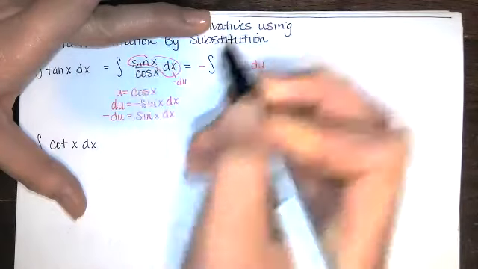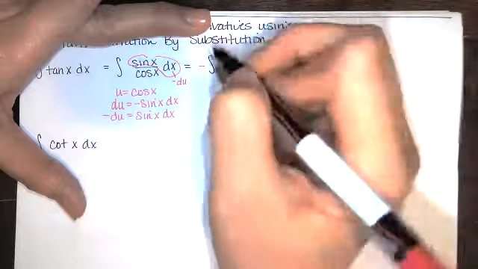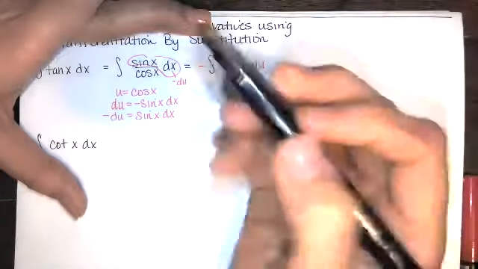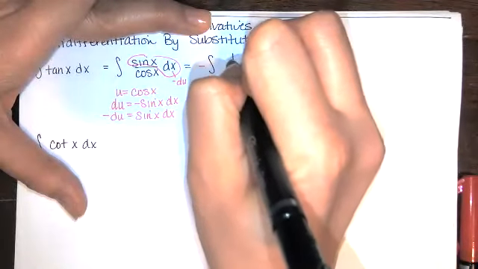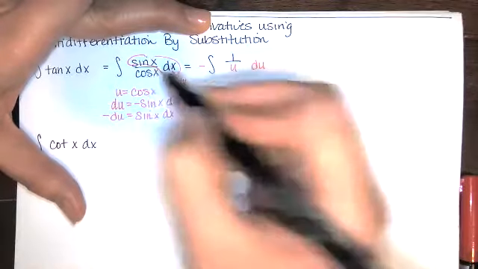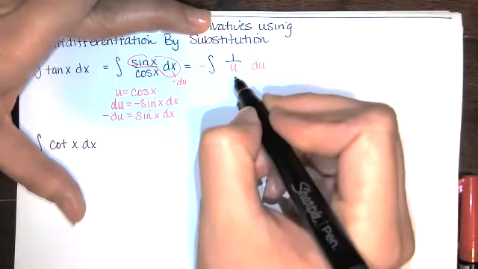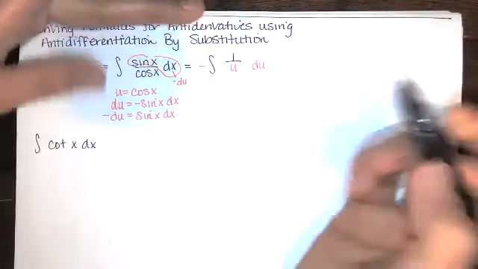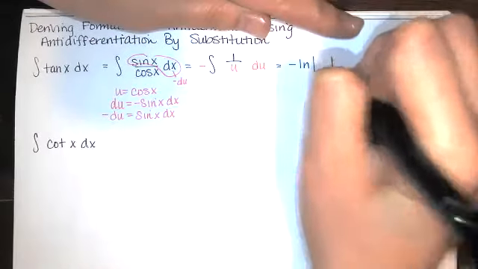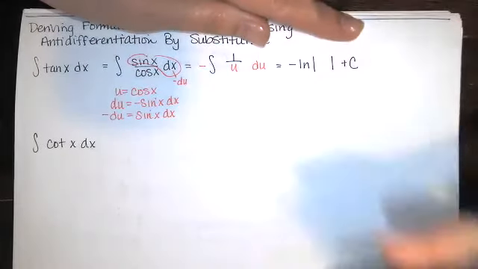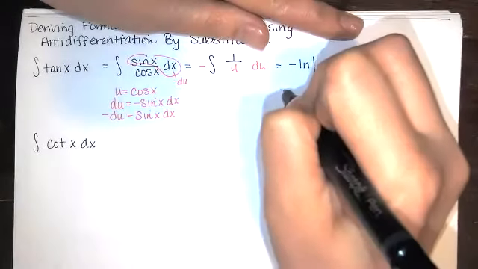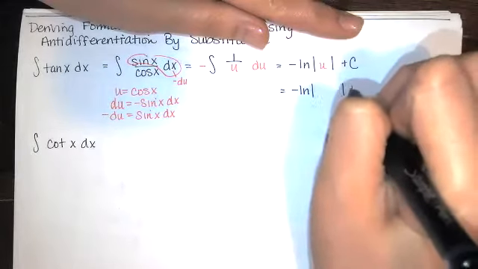That's negative du. And then this is a u in the denominator. So that's not the negative integral of u du. That's the negative integral of 1 over u du, because that cosine is not in the numerator, it's in the denominator. And then I just antidifferentiate this. The antiderivative of 1 over u is natural log of the absolute value of u plus c. And then we back substitute. u was cosine of x.